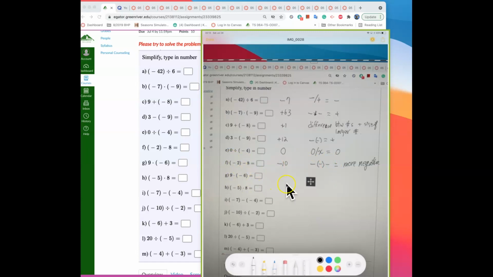9 times -6. 9 times 6 is 54. And here you've got a negative times a positive. So let's write that number in. This is going to be negative times positive equals negative. Okay. So up above we had negative times negative gives positive. Negative times positive gives negative.